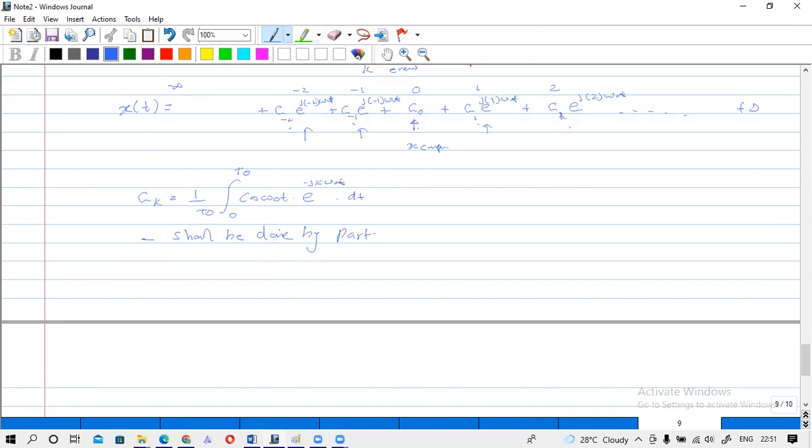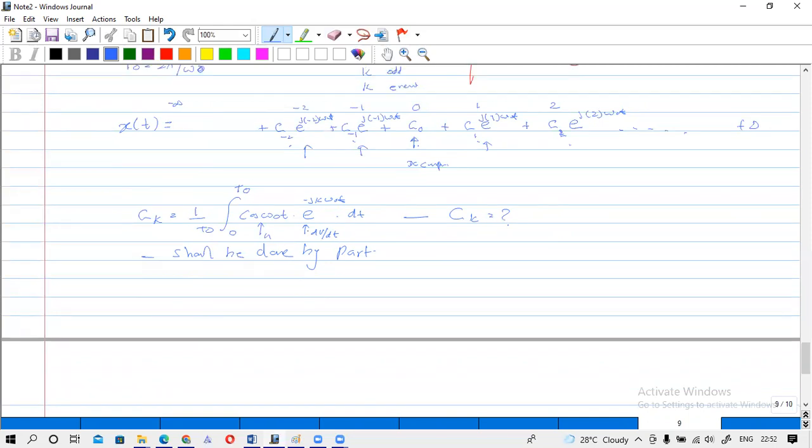So you can think that this is u, and this is dv by dt. Then you can perform the integration by parts, and you can find the value for this ck. Try to do this as a homework if you wish. But I am not going to do this, because you can see this integration, we can do it actually, but it is somewhat hard.